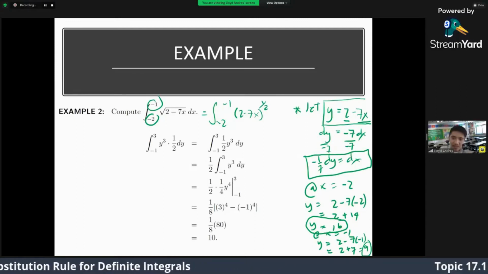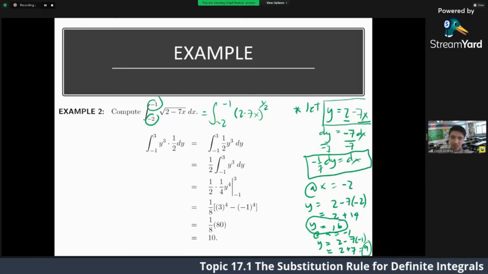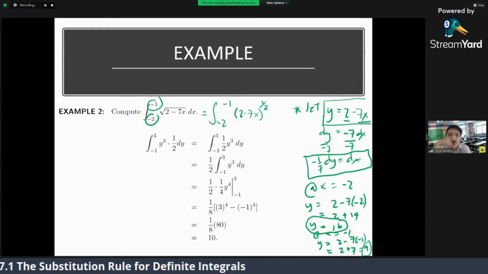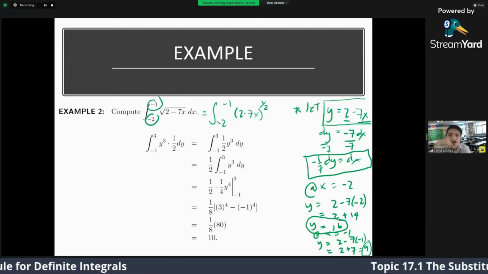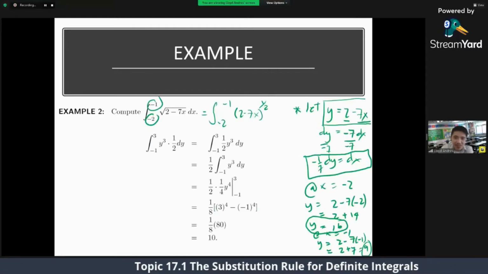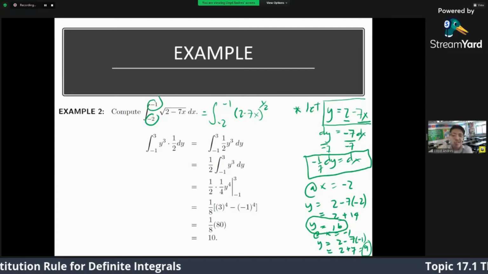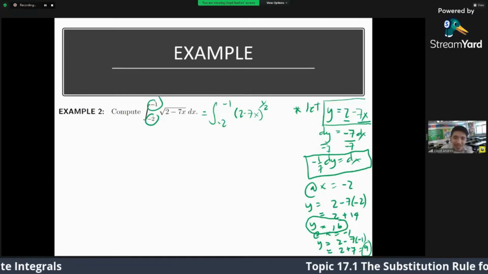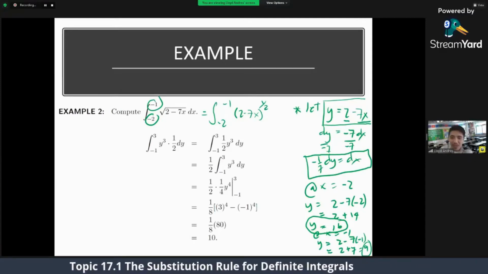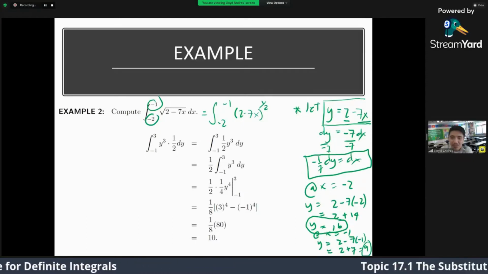2 minus 7x. What is y cubed? This is not the solution. There's something wrong here. This solution by the way is, let me see, I can't find the mistake.